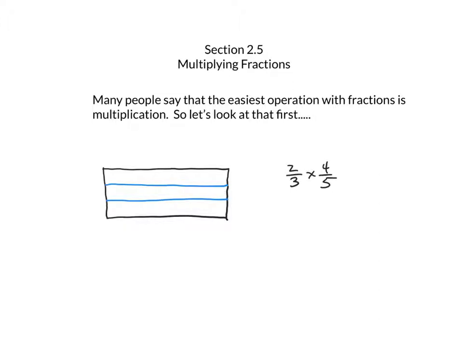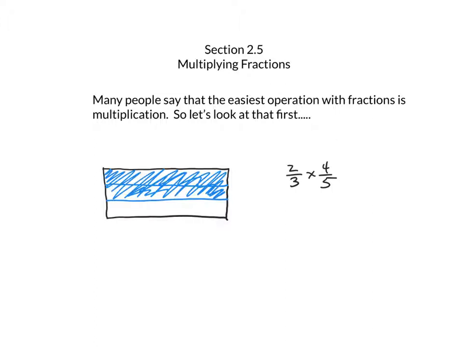You can see that I have a picture here, and I have a rectangle. I've divided it up into 3 equal pieces. And what I'm going to do is shade in 2/3 of those pieces. So I am showing 2/3 of that rectangle. Well, I only want 4/5 of what I've shaded in.